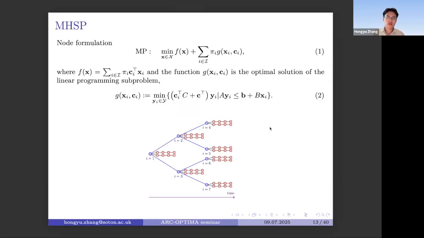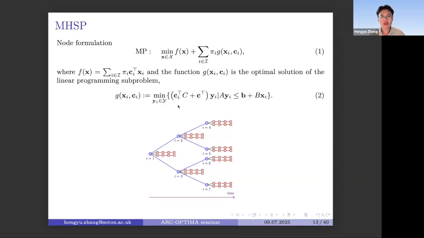So there are different ways of formulating this problem, and one of the formulations is this node formulation. So basically, you denote all these investments, the blue circles, as investment nodes. And each block of the red squares, you can also denote as a node which includes all the operational periods in that node.